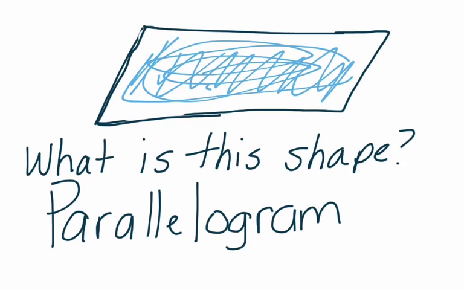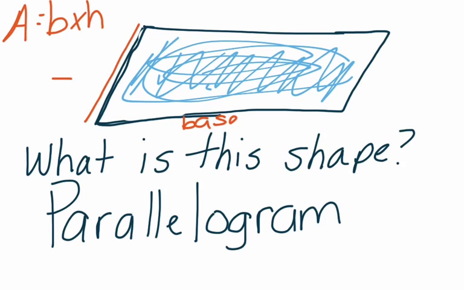So, how are we going to do that? Well, first we need to know what the formula is. So, the formula for a parallelogram: area equals base times the height. Okay, this is going to be your base. This is not your height. Okay, this does not equal height.